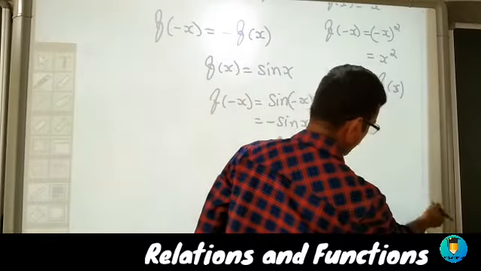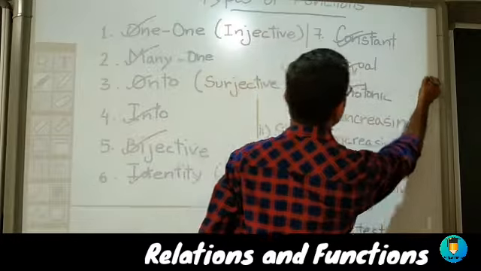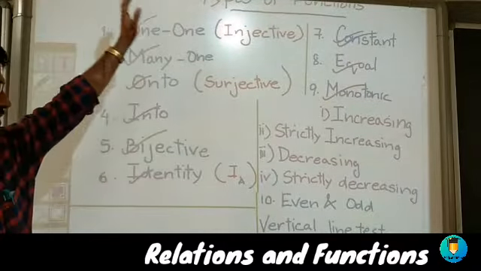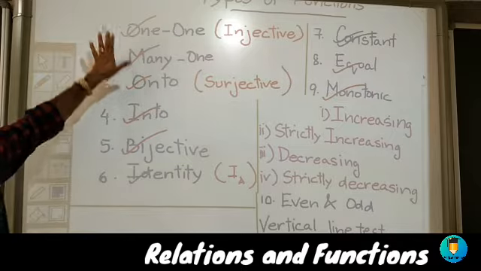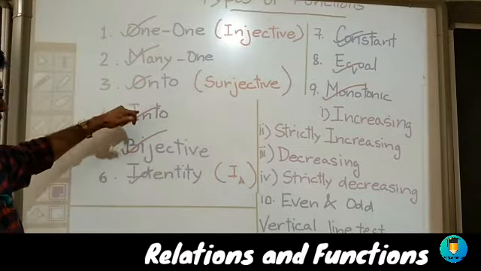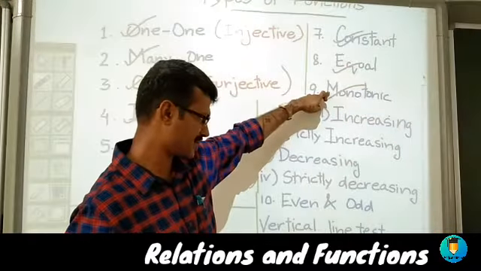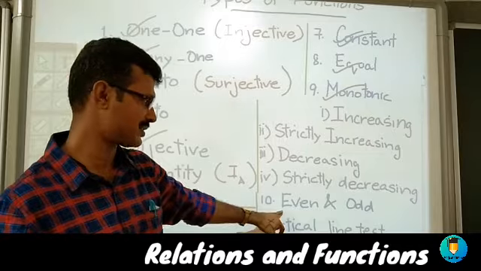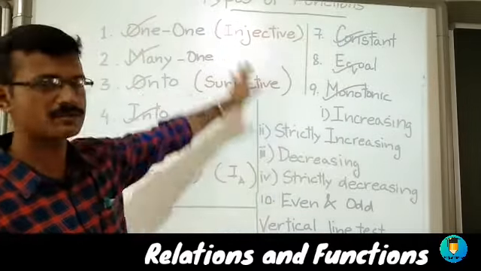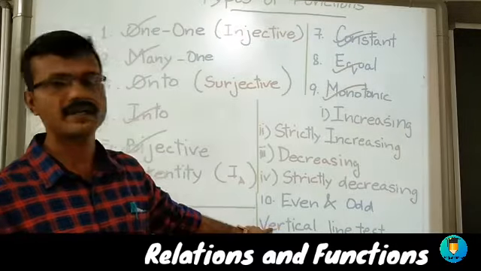So these are the different types of functions. You already learned all these things, most of them in standard 11 itself. Once again: one-one, many-one, onto, into, bijective, identity, constant, equal and monotonic functions, and even and odd functions. These are the functions you studied in standard 11. Now we will talk about the vertical line test.